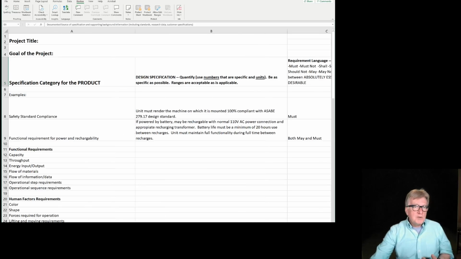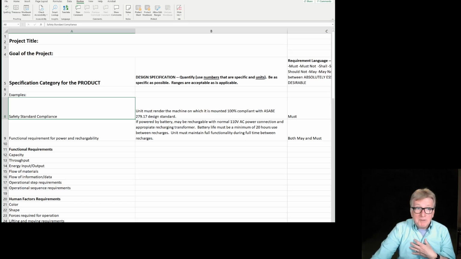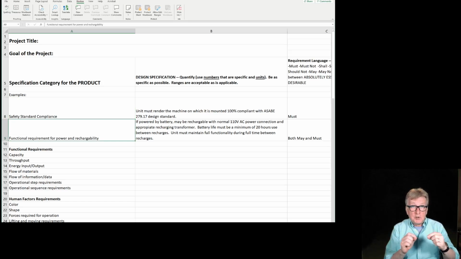Now, I'm not going to go through each one of these, but I have 2 examples here. I encourage you to look at these. These are examples from one of my projects from previous years. I've got one that's a safety standard compliance. I've got one that is connected to the power input, the functionality of it with respect to having a rechargeable battery system. And what would the specifications of that battery system be?